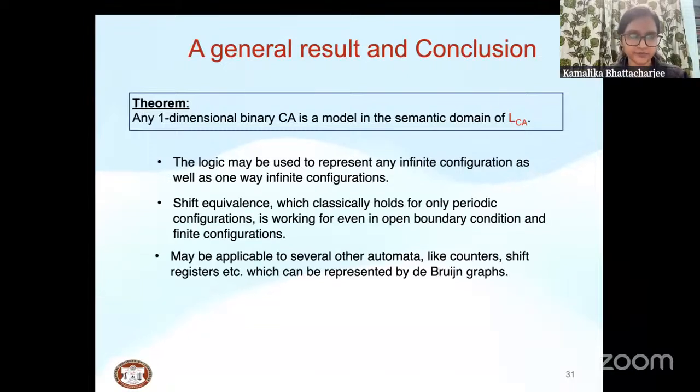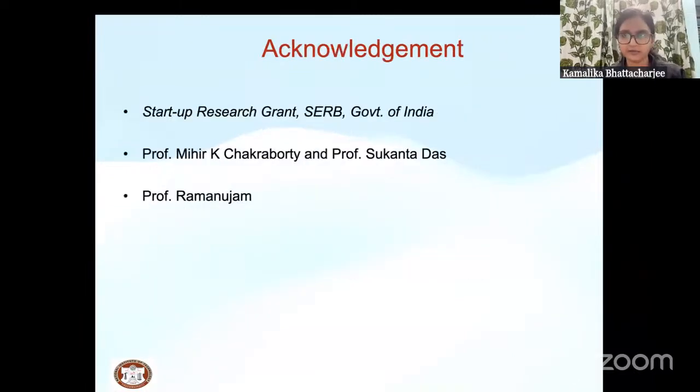And shift equivalence, which classically doesn't hold for periodic configuration, we can see that it is holding in case of the logic for open boundary condition. And maybe it can be extended to other dimensions as well. This we have not explored, but we believe it can be done. So thank you. If you have any questions, I'll be happy to answer.